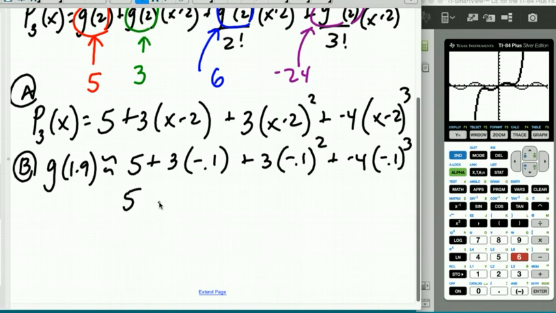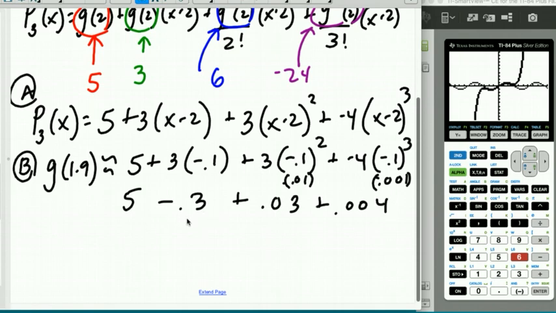This is a 5, a negative 0.3. This is a plus, and then this is going to be a 0.01, right? So it's moved the decimal place 2 places. And this is going to be a 0.001, but it's going to stay negative because it's to the third. So this is going to be plus 0.004, right?